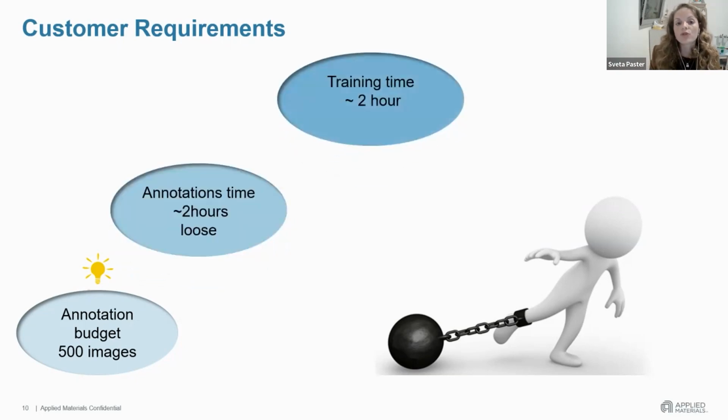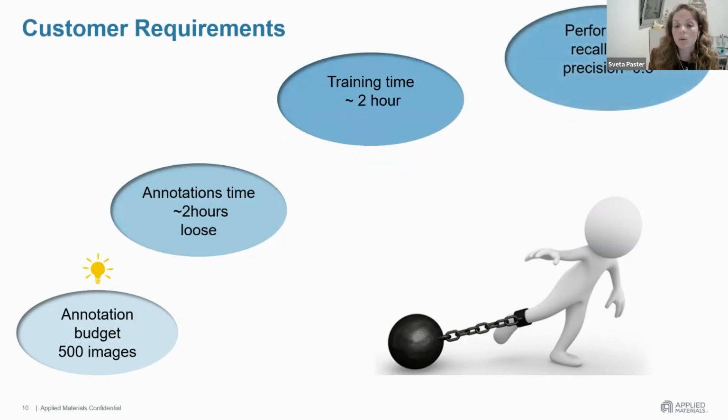Sorry. Our training time is also limited to 2 hours. So the segmentation solution will take only 2 hours. And for performance, we need to reach a recall of 0.95 and a precision of 0.8.